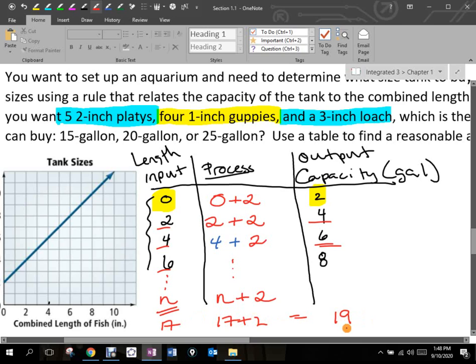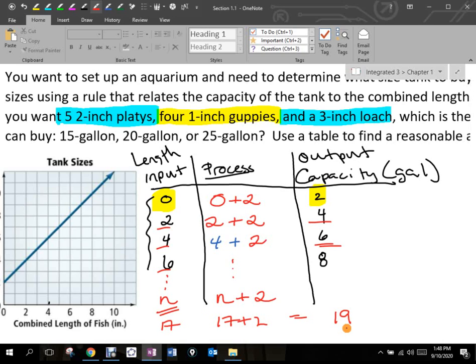So if I start with 17, and then go 17 plus 2, tells me 19 gallons, right? So what is the best tank for me to buy? It'd be the 20-gallon, right? The 20-gallon one.